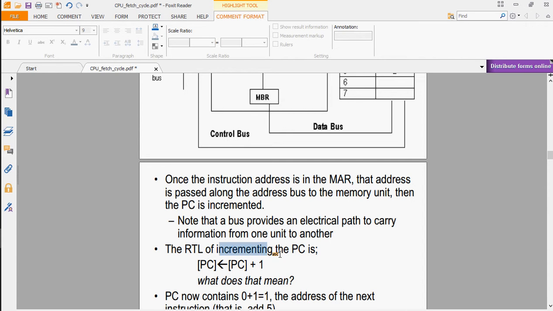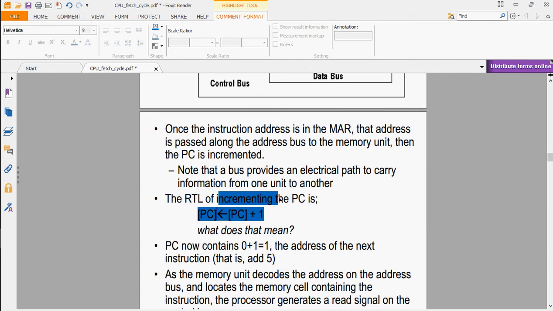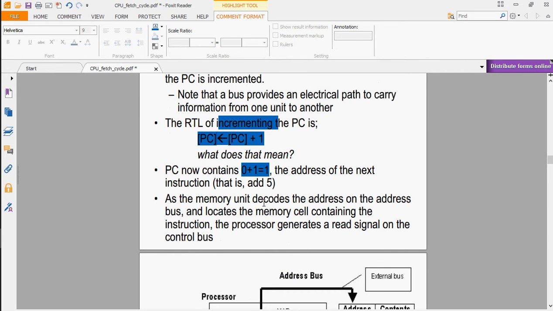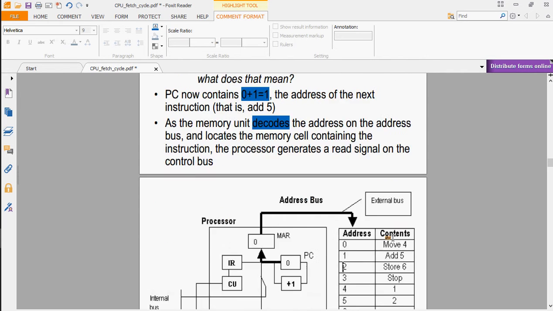The register transfer language of incrementing the PC is just PC plus 1 equals PC. Increment by 1. What does it mean? PC now contains 0 plus 1, which is equal to 1, the address of the next instruction. As the memory unit decodes the address on the address bus and locates the memory cell containing the instruction, the processor generates a read signal on the control bus.